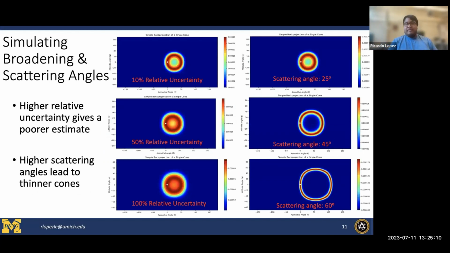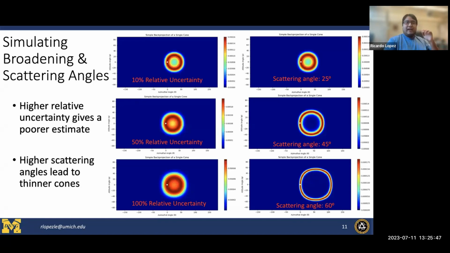Now, next up, I want to talk about some of the effects that some of the parameters have and how that ends up affecting the cones on a case-by-case basis. So here, using just some MCNP simulations, we simulated single double scatter events to see how, if we change certain parameters, that ends up affecting the final cone that you end up seeing. If you look at the column on the left, everything is constant other than the relative uncertainty and, say, the deposited energies in this case.